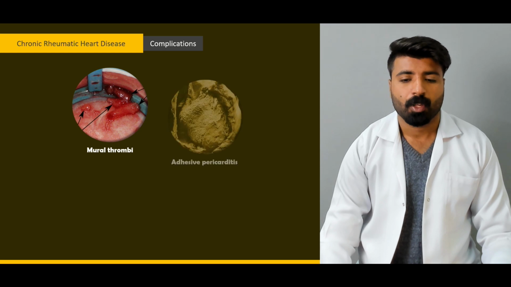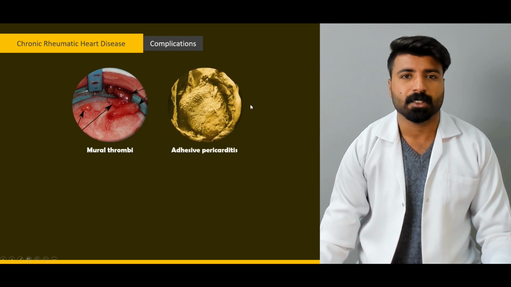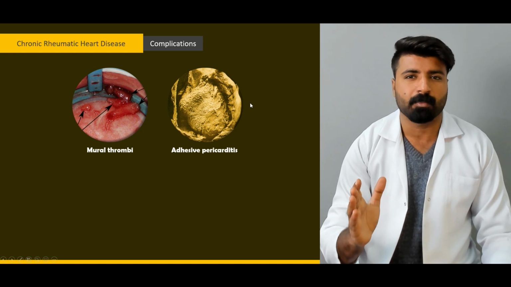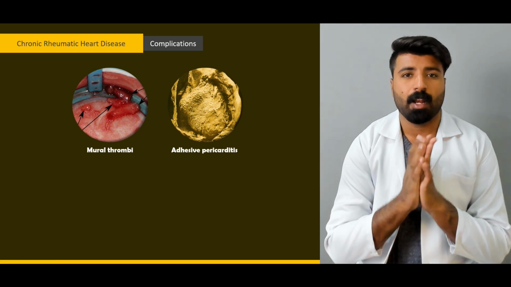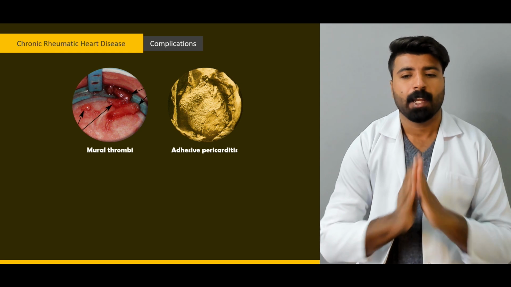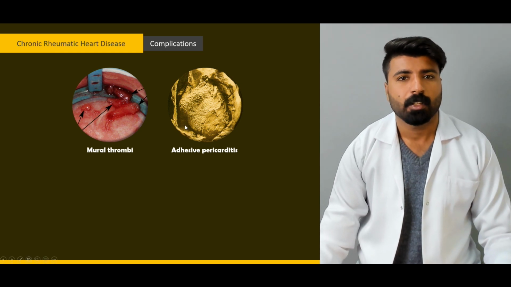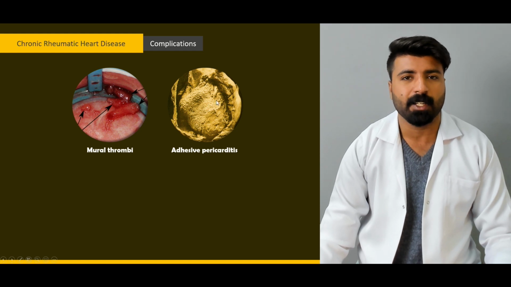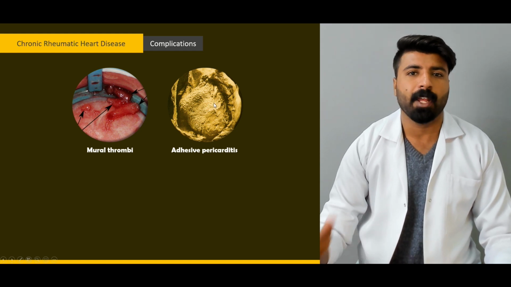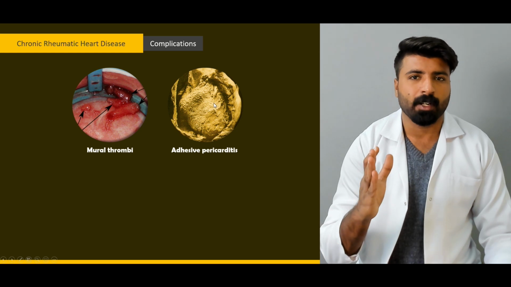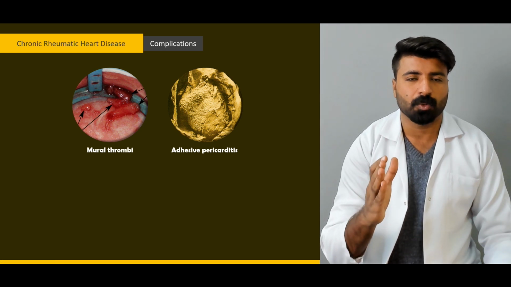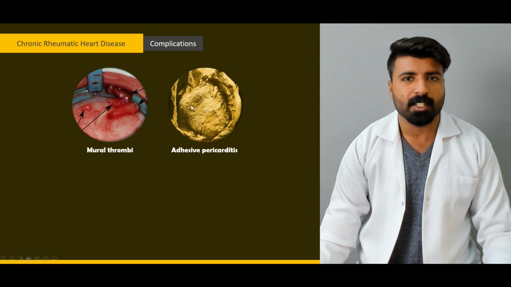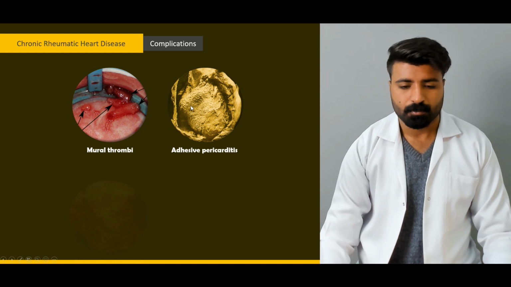Next on, we have adhesive pericarditis. Now, adhesive pericarditis is a condition in which pericardium layers are adhered to each other. It can be with the heart. If the pericardium is attached to the heart, if it adhered to the heart, it's adhesive pericarditis. Or it can be anything which is close to the pericardium. It can be with other structures too. So adhesive pericarditis develops in this case.